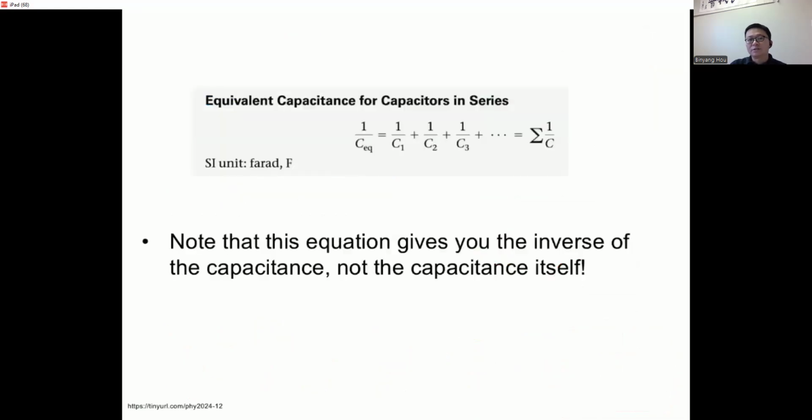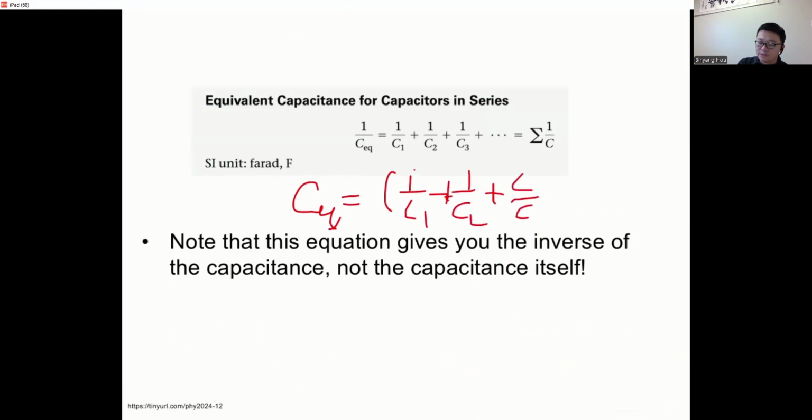So the conclusion: if you have capacitors in series, you take the inverse of each one and add them up, and that equals the inverse of the equivalent. So then to calculate your equivalent, you need to do the inverse. Okay, so your CEQ should be equal to the inverse of 1 over C1 plus 1 over C2 plus 1 over C3.